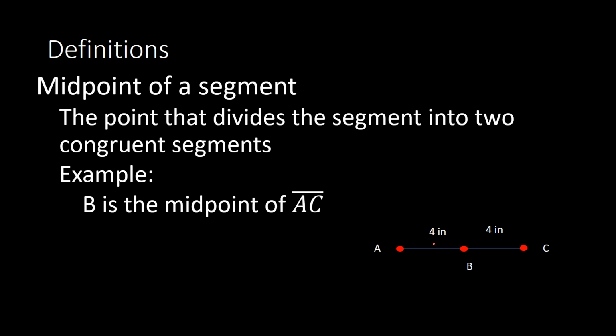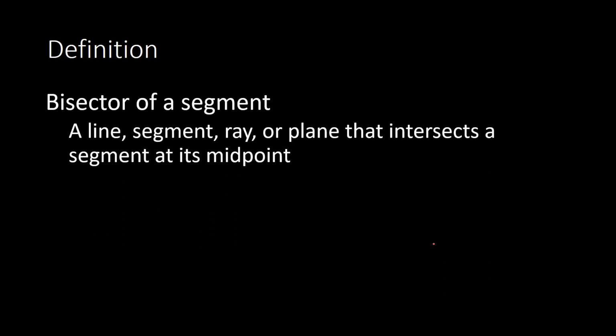And that is different from the next term. The next term is the term bisector. So a bisector of a segment is a line, segment, ray, or plane, or anything that intersects a segment at the midpoint. So a bisector goes through the midpoint, whereas the midpoint is simply the point in the middle. So here's our same picture. B, we said, is the midpoint. Now a bisector would go through that point. So the line that we just drew would be the bisector of segment AC.